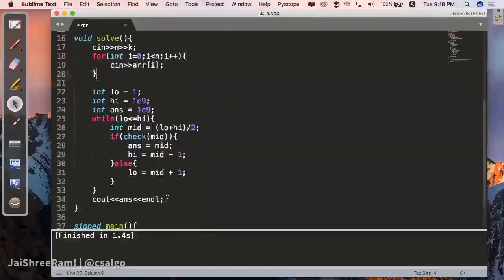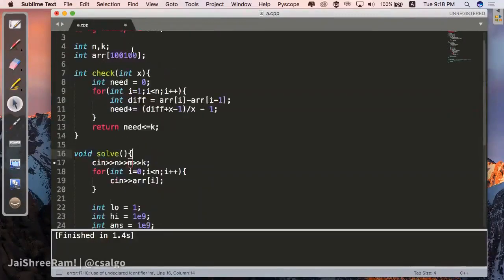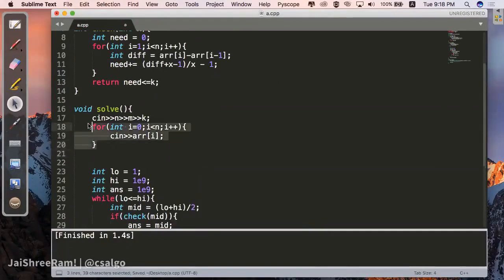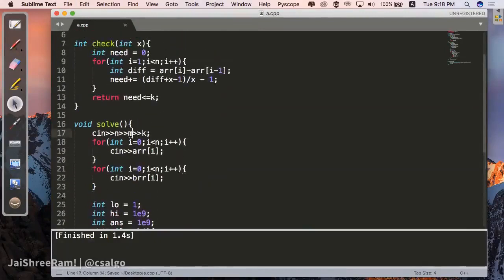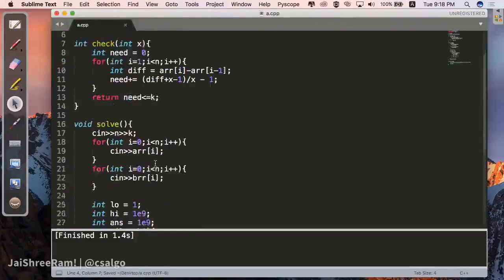So let's suppose, okay, I'm given two arrays, let's say of size n and m. They might not be of the same size. Okay, so I'm given n, m, k, and two arrays. Let's take another array. We take the first array, we take the second array. Just for simplicity, let's assume both are of the same size.